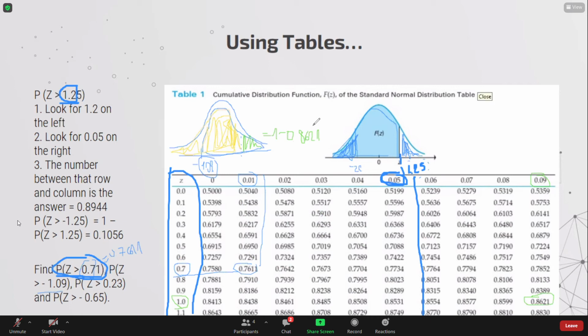So just remember that in the table, we are always given the simple numbers. We don't have minus. If we have minus, we have to calculate it on our own. So for another exercise, can you calculate the probability of having Z being more than 0.23? And type in the number you see on the table.